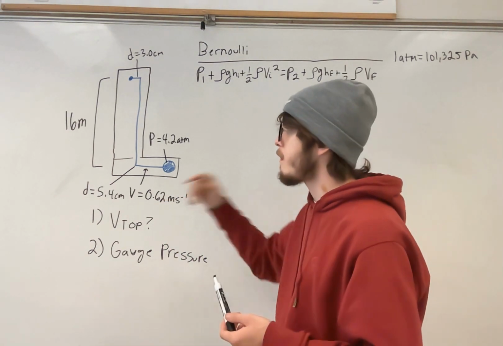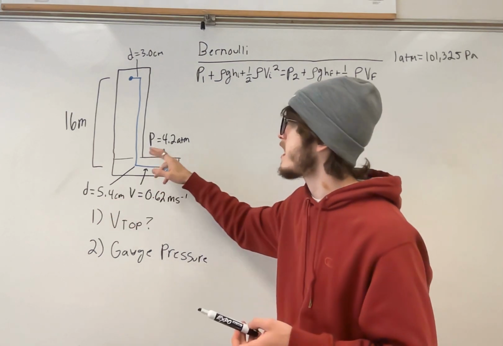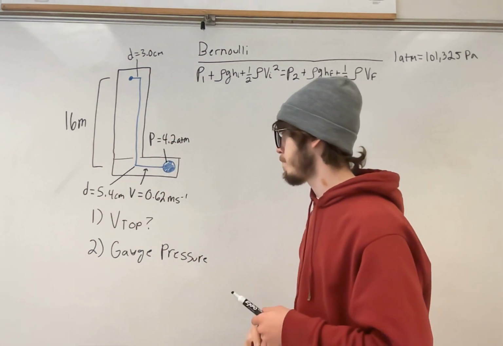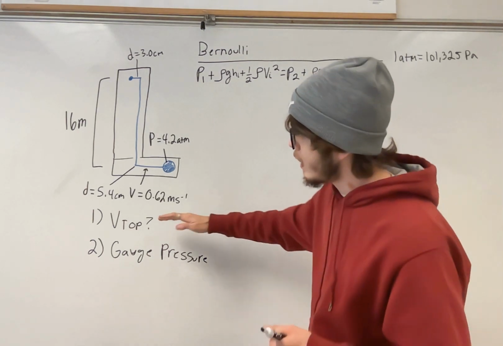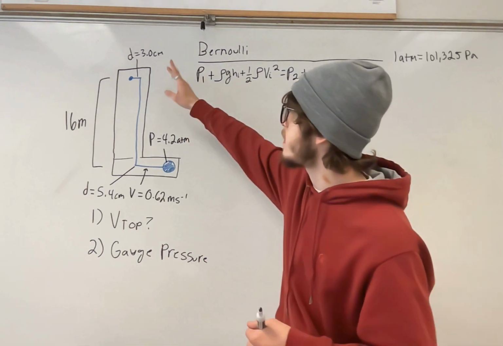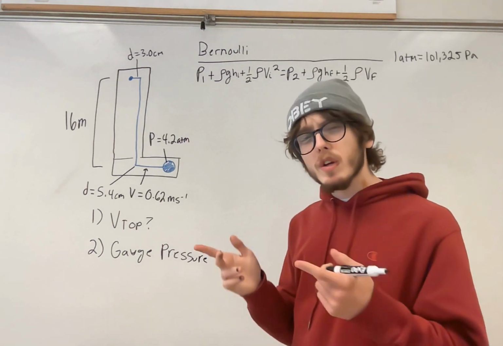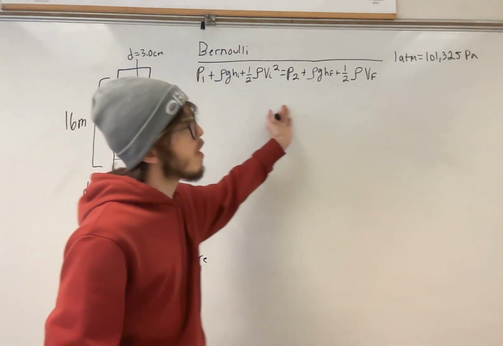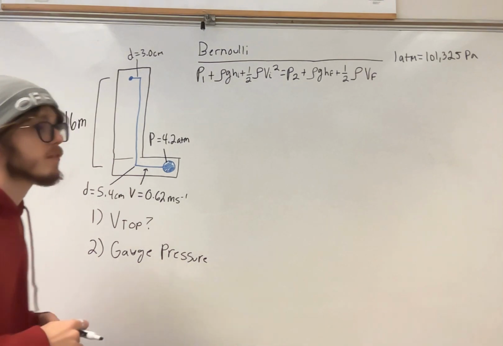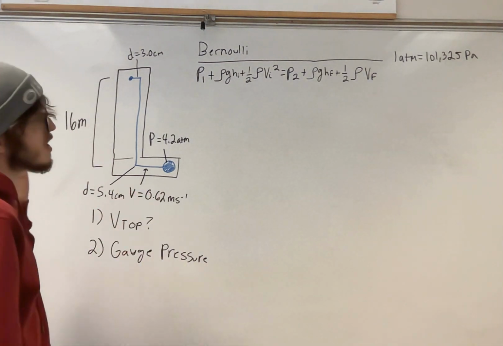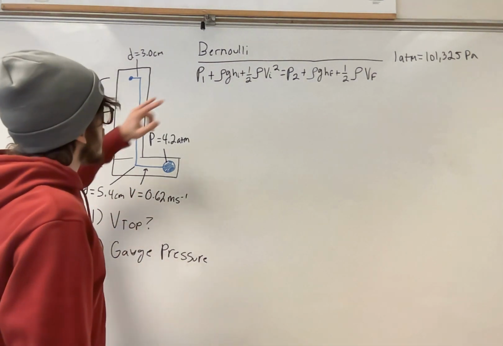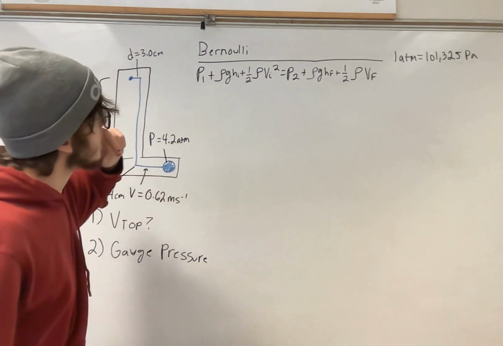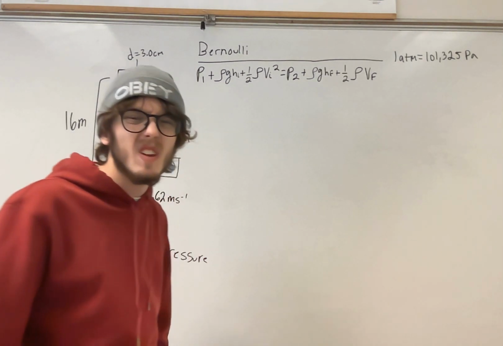And the diameter of the pipe is 5.4 centimeters at the bottom, but then tapers off to 3.0 centimeters at the top. So we are asked to find the velocity at the top and the gauge pressure at the top. So what really are we solving for in these? Well, if we look at the overall Bernoulli's equation, which is the one we have to use to find the pressures of the system, we're given P1, but we need to find P2. What's the gauge pressure at the top? But we also have another unknown, the final velocity.